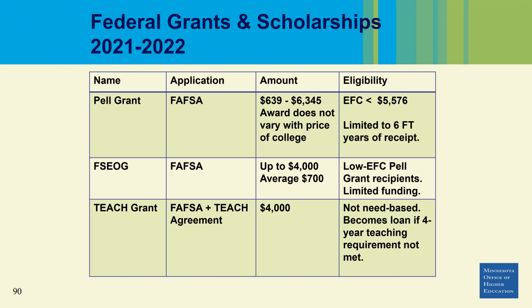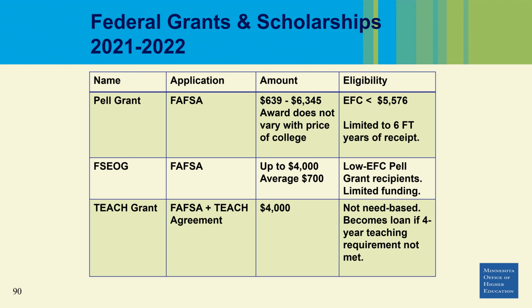There's first the federal grants, which is the Pell Grant, the Supplemental Grant, and the Teach Grant. The Pell Grant is for all eligible students. That money does not run out. It doesn't matter when you apply. If you're eligible for the Pell Grant, you receive that.